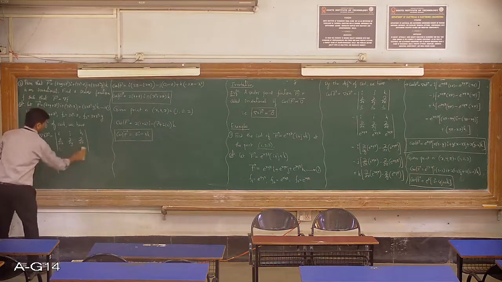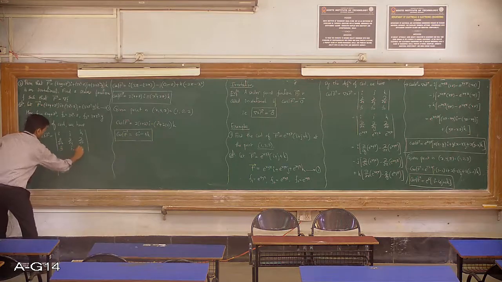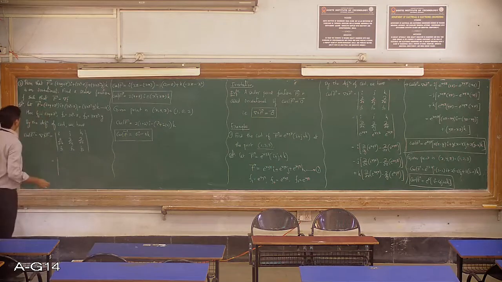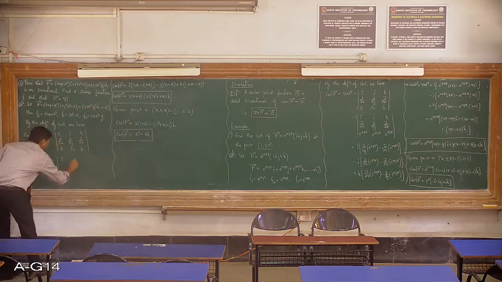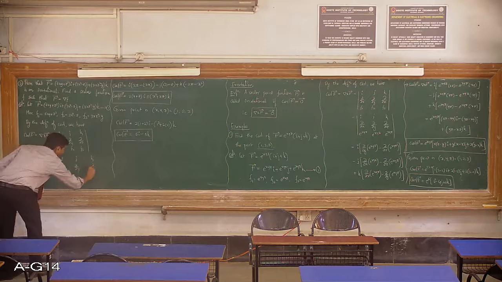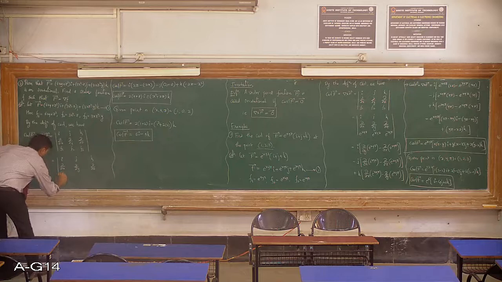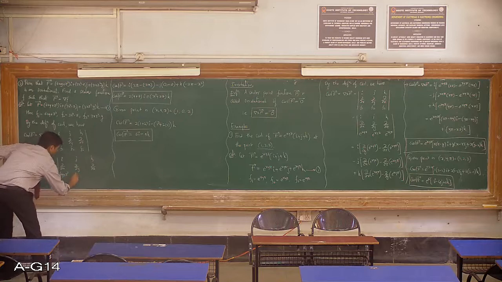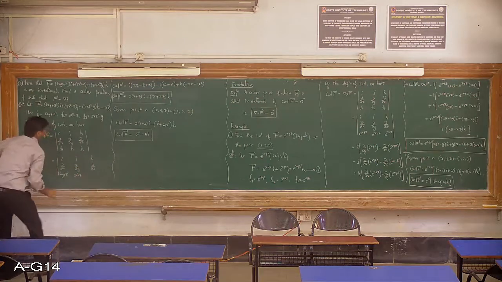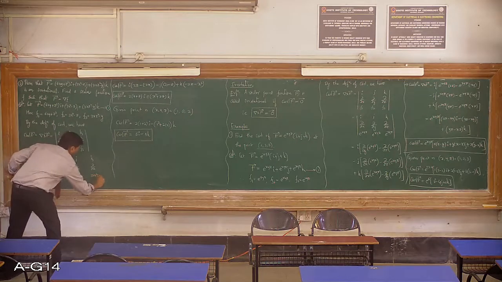So here f1, f2, f3 we will write. Okay, that is f1, f2, f3. Now you can put the f1, f2, f3 values. i, j, this is k, ∂/∂x, ∂/∂y, ∂/∂z. f1 is 6xy plus z cube. Next, 3x square minus z, and here it is 3xz square minus y.